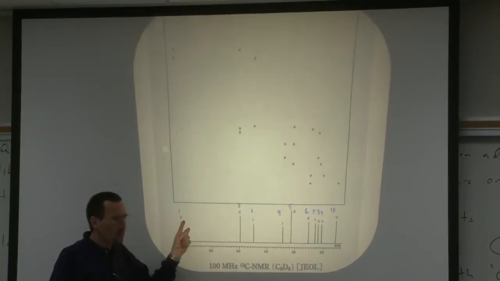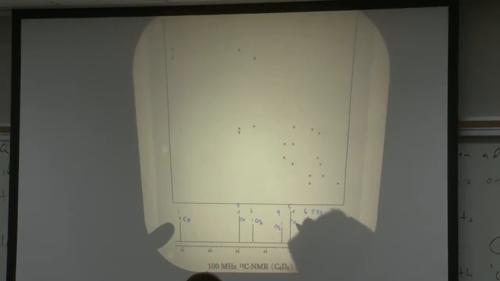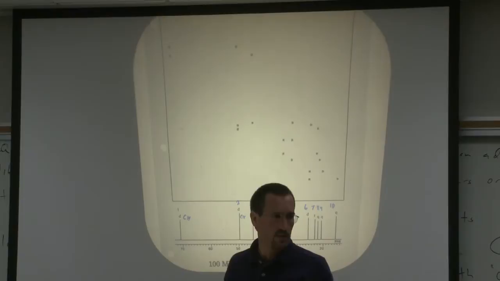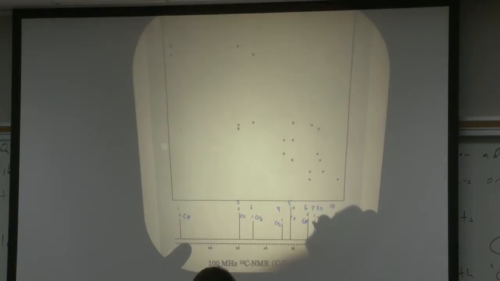So a doublet means CH. A triplet means CH2. You'll still sometimes see this when people report DEPT data. Sometimes they will report it as D and T for no particular reason, D meaning CH, T meaning CH2, Q meaning CH3, of course. And the rest of these are CH3s.